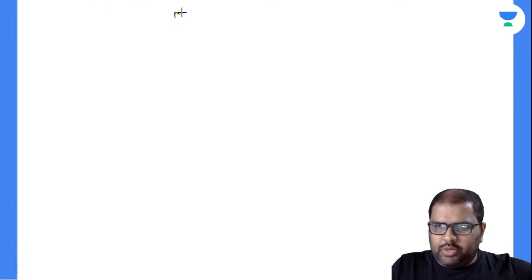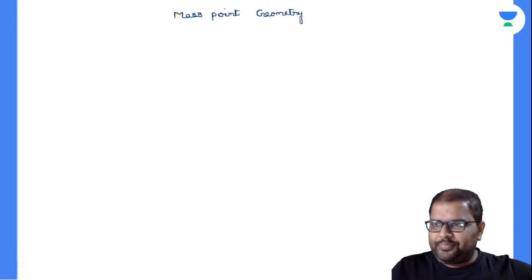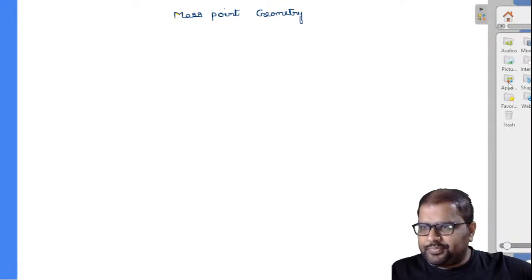So the mass point geometry concept is based on the principle of center of mass. What is the center of mass? Let us go with a simple example, okay? In your primary classes, you might have played this game called seesaw. Am I right or wrong?